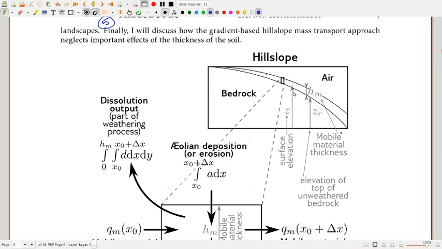So in fact, this arrow should be going up a little bit higher. In fact, it is the elevation of the land surface. So I will have to fix this figure. There must have been something that happened to cause that particular problem. So this right here is Z.